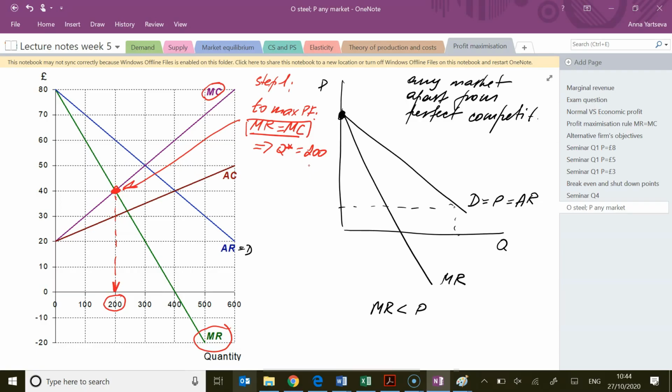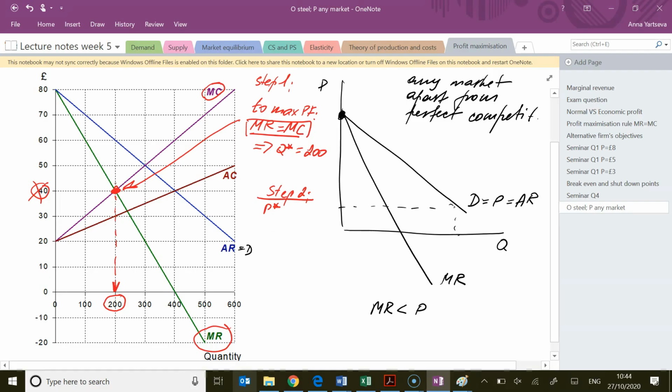Next question, question B. What is the maximum profit price? In other words, what price do we need to charge? Step 2, optimal price. How do we find optimal price? What is interesting here, please pay attention. Price will not be equal to 40 pounds. Not at all. It's not 40. Why is that? Because we can charge more. Consumers are prepared to pay more.